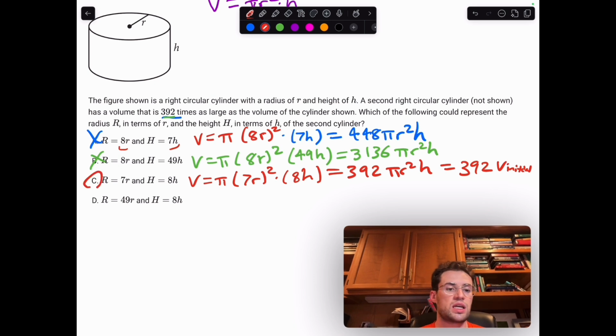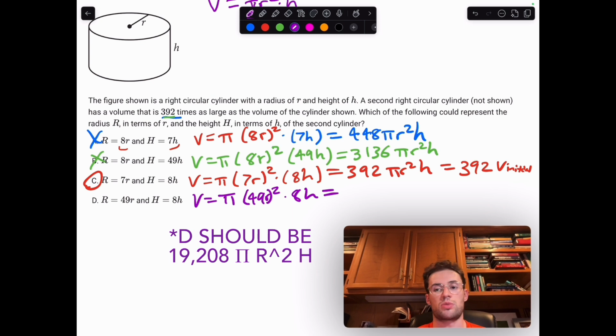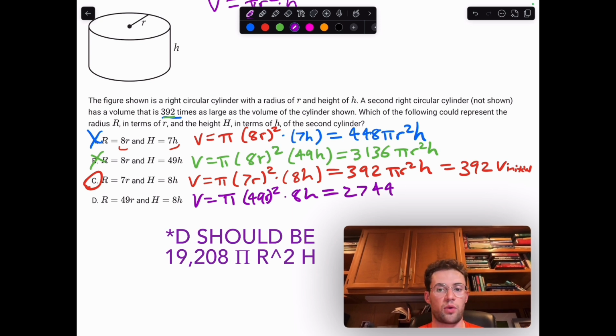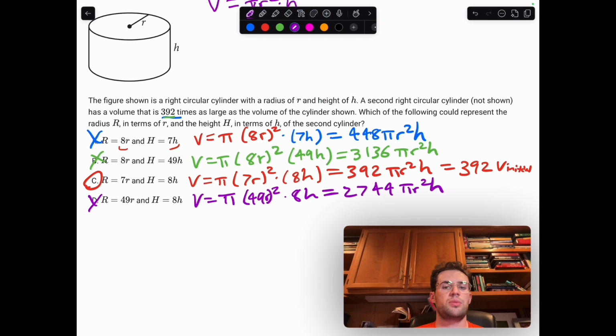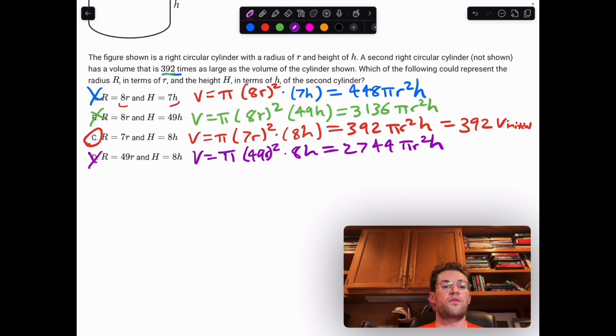Okay. So C is correct, and just to make sure that D is not also correct, they wouldn't do that on the SAT, but I think it's always worth doing, because if you end up getting another one that's right, then you'll know you messed one of them up. All right, so pi times, this is 49r squared, so D is also incorrect. So C would be our answer there. If you increase the radius by a factor of 7, that makes it 49 times the volume. And then if you subsequently increase the height to be 8 times the original height, that makes it 8 times bigger than that. So 7 times 7 times 8 gives you 392.